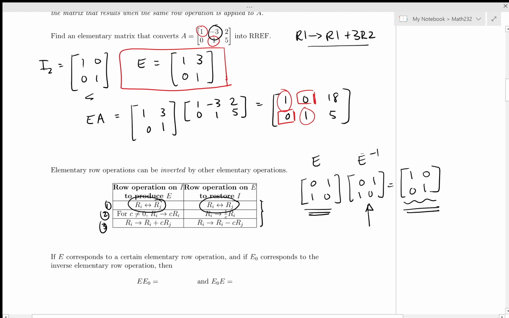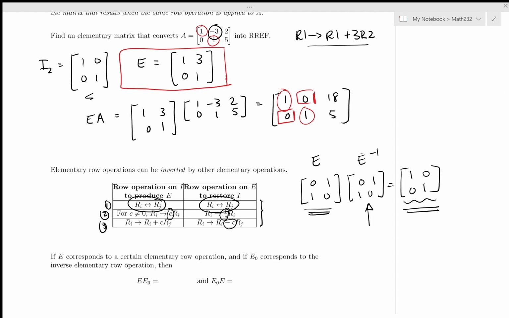Okay. Similarly for the other 2 operations. And this one, if we multiply by a constant, we multiply through by 1 over the constant. And if we add a multiple of one row to another, we subtract the same multiple of that row from the other. Okay.